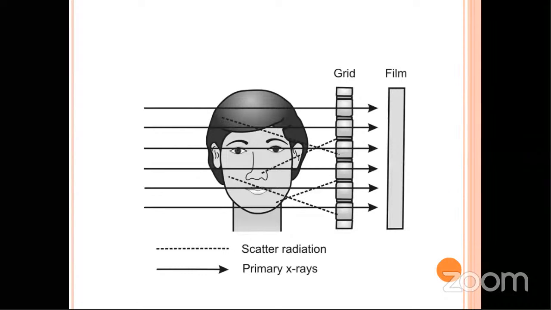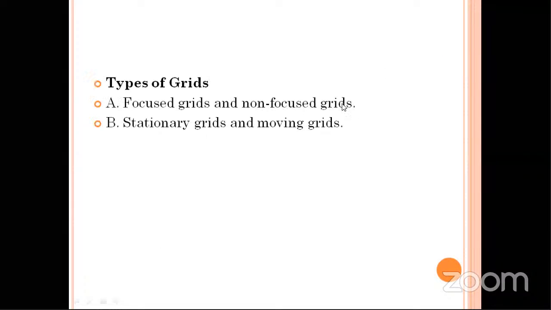So this is a picture which shows the use of grids. Okay. So filmukku munnadiye vandu grid place panniduvanga, and it is the one which removes the scattered radiation, and more amount of X-ray exposure is needed while taking images using grids. Okay. And the types of grids are focus grids and non-focus grids, stationary and moving grids.